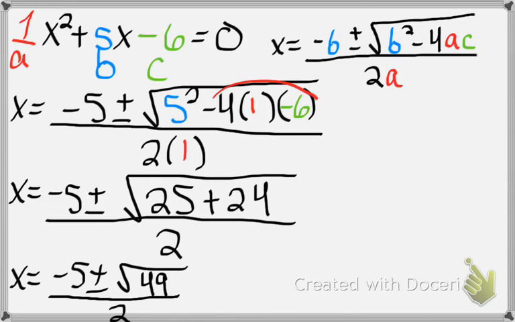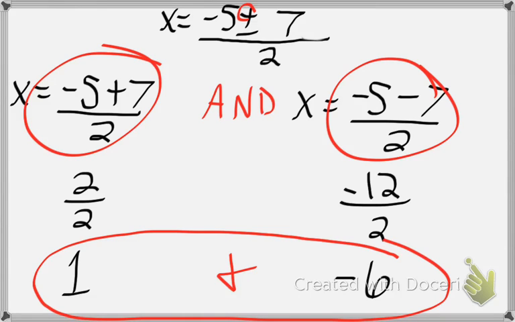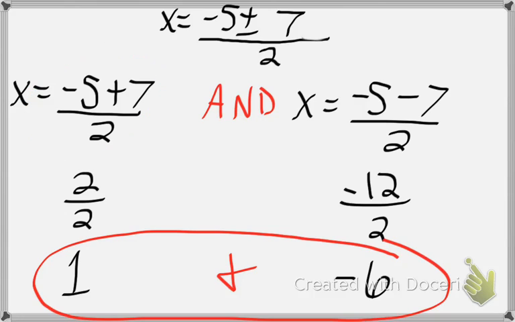You'll plug in, you'll evaluate this piece, you'll evaluate this piece, and then you'll combine them, and then you'll take the square root, and then after that step, you will have two answers to find. You'll have both versions, where it was a plus and where it was a minus. And after that, you're done. Every single time, it's going to be repetitive.